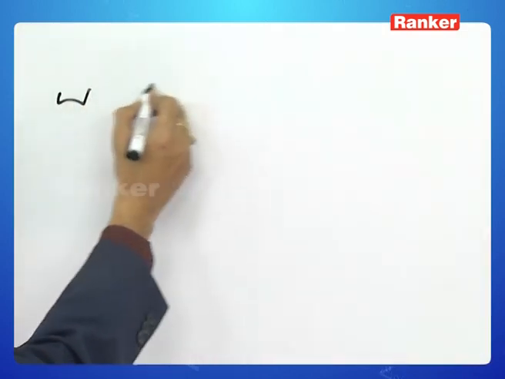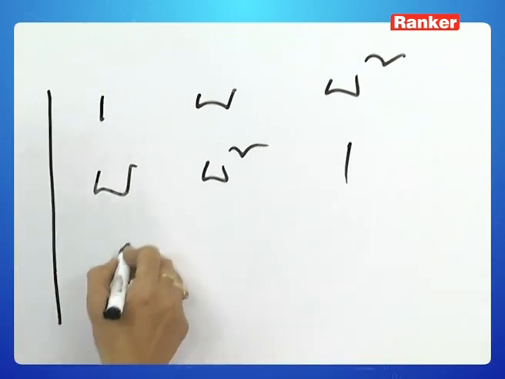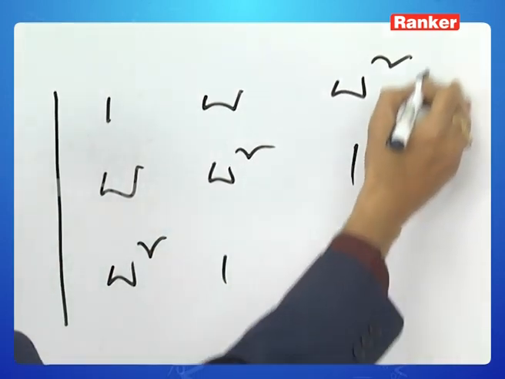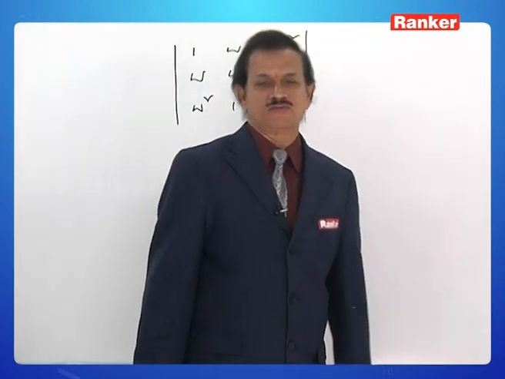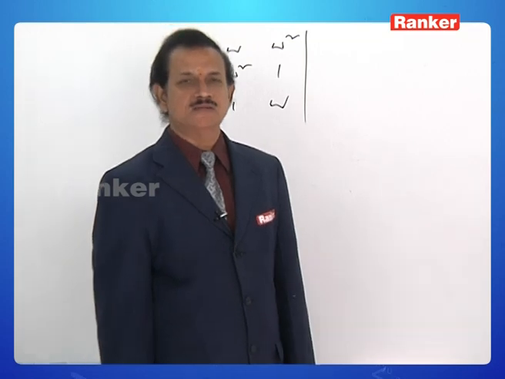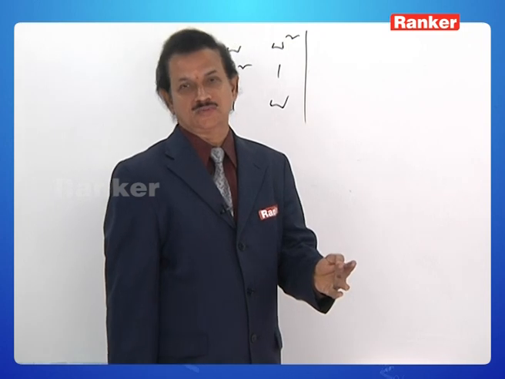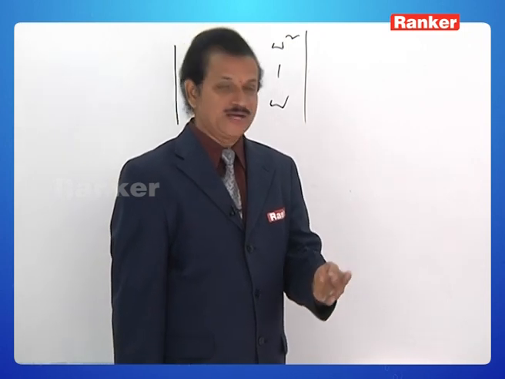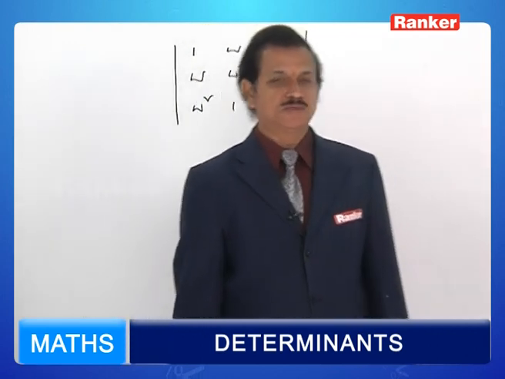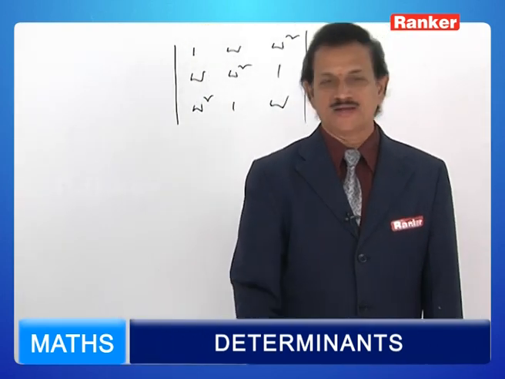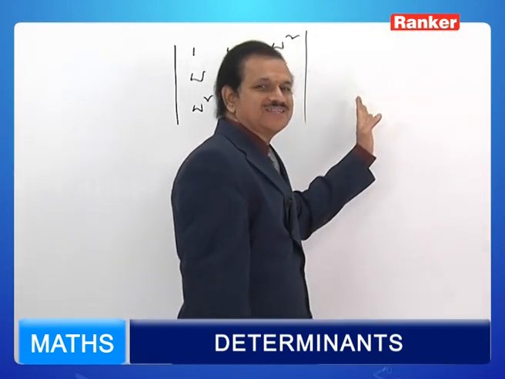1, omega square, omega square, 1, omega square, 1, omega, where omega is one of the complex cube roots of unity. From the chapter complex numbers you could have studied. What are the cube roots of unity? 1, omega, omega square. Of them, 1 is real and omega and omega square are complex numbers. I think you can recollect the values also: minus 1 plus or minus i root 3 by 2. Okay, right. Such omega has been introduced in this determinant.